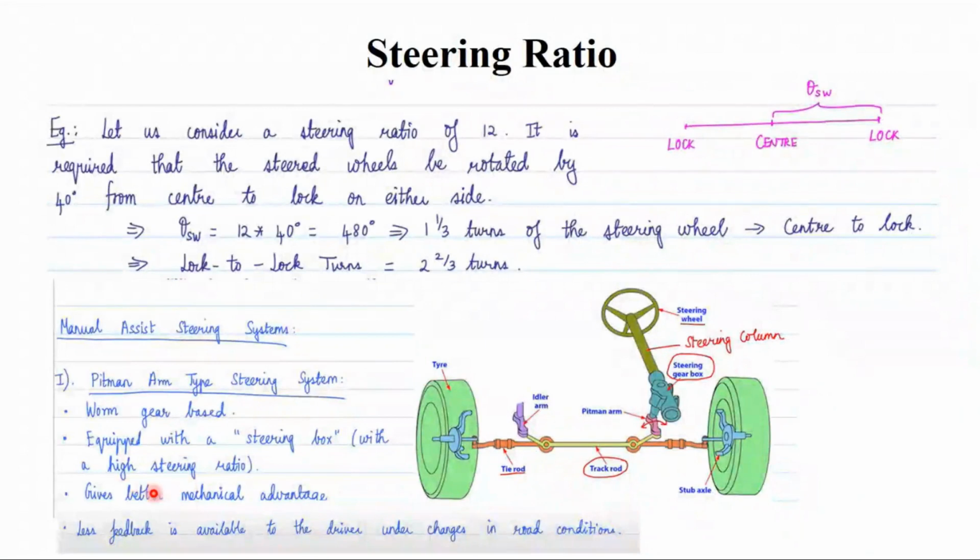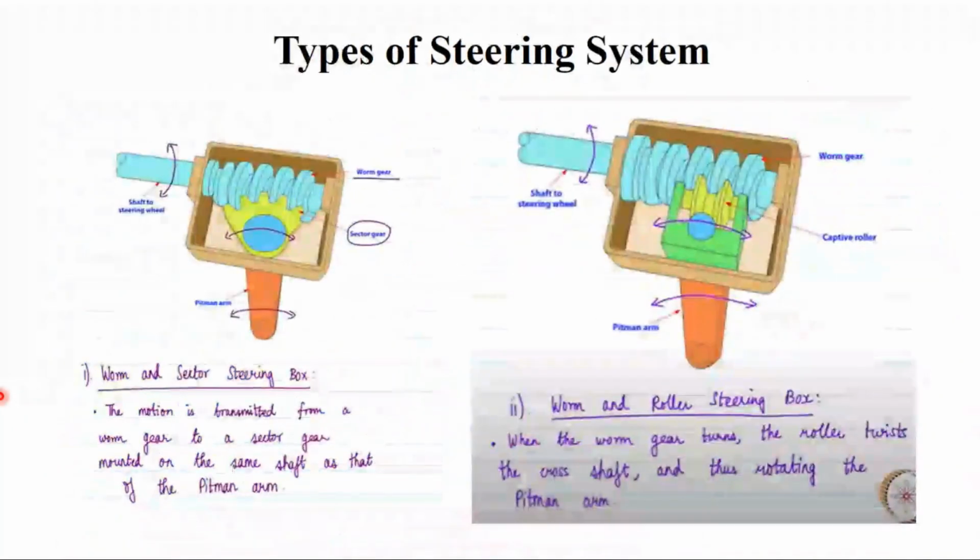But there is one more disadvantage with the manual assist steering system. Less feedback is available to the driver when there is a change in the road condition, because the road is not always going to be even. You have rough roads, hilly areas, bumpy road conditions. Under different road conditions the feedback gets changed, and this is one disadvantage that we have.